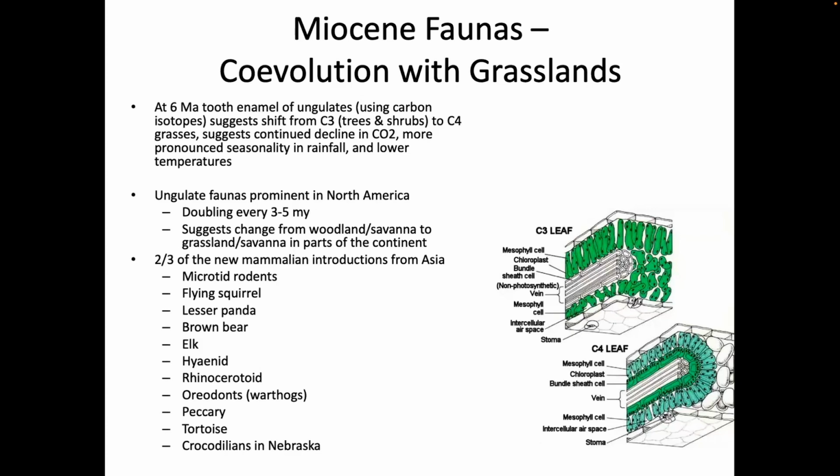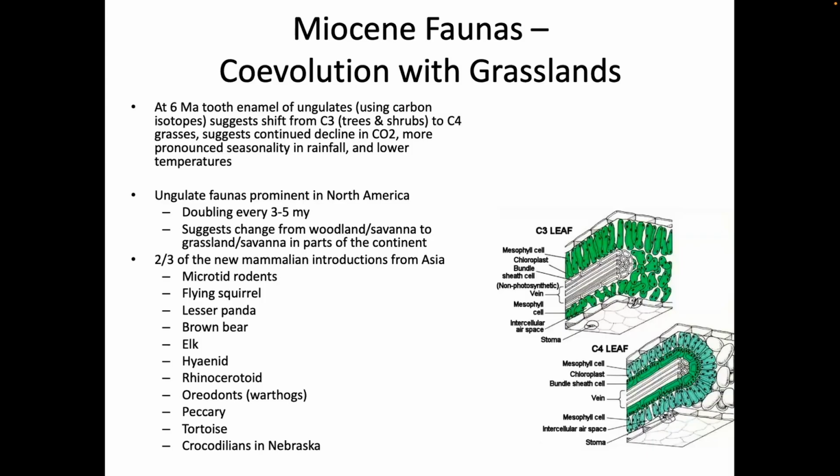By studying those isotopes, it suggests that there's been a shift from plants that use C3 photosynthesis to those plants that use C4 photosynthesis. Remember the different photosynthetic pathways, C3, C4, and CAM photosynthesis. There's a shift from C3 to C4, suggesting a continued decline in carbon dioxide, more pronounced seasonality in rainfall, distinct dry seasons and wet seasons, and lower overall temperatures.